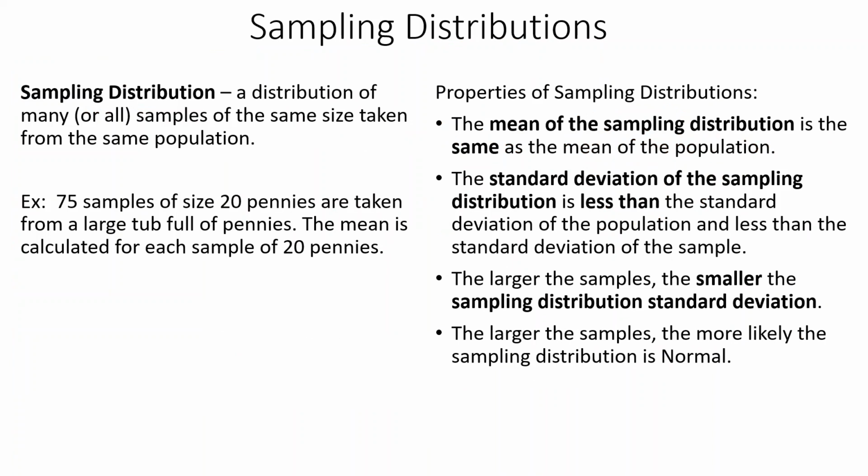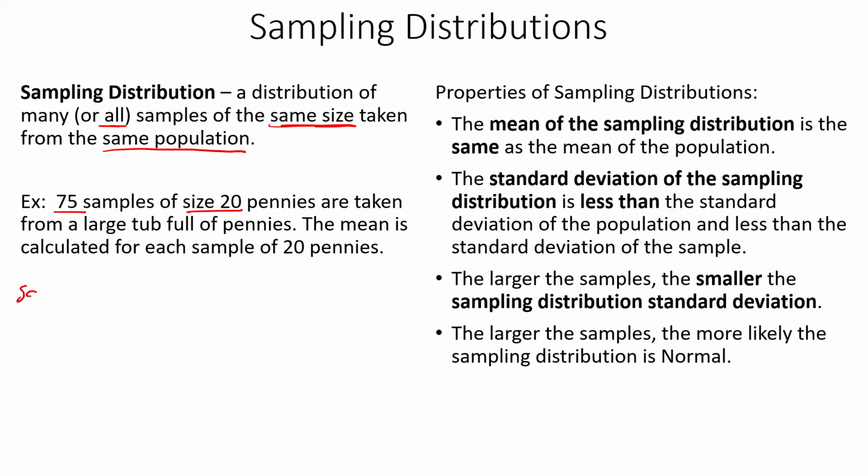So what are problems going to look like, and what exactly is a sampling distribution? The sampling distribution is a distribution of many, or actually all, samples of the same size taken from the same population. They are the same size and they're taken from the same population. Then we'd look at the mean of all of them, and we'd make a graph of where all those means go. That would be the sampling distribution. So for instance, if we took 75 samples of size 20 from a large tub full of pennies, the mean is calculated for each sample of 20 pennies.